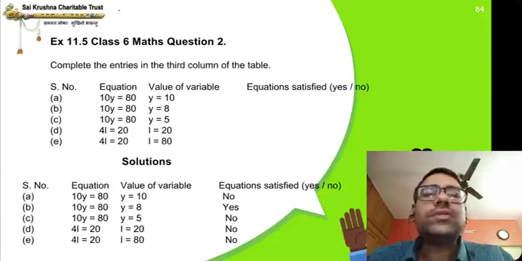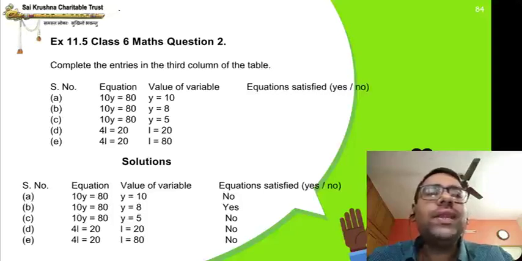Okay. First question, 10y is equal to 80. What is the variable here? y, and the y value is given as 10. Now, 10y and 10 into y are the same. I told you, right? So instead of y, if you put 10, 10 into 10. What is 10 into 10?